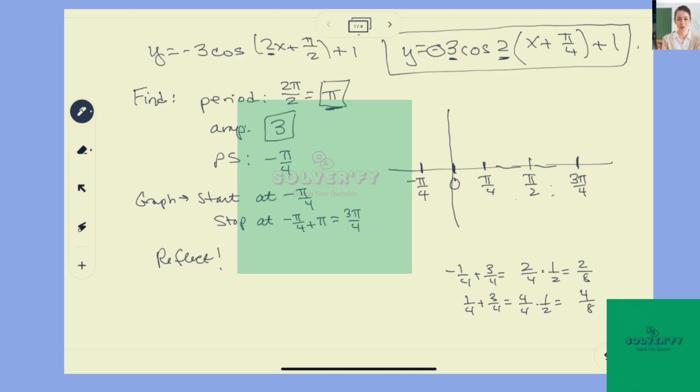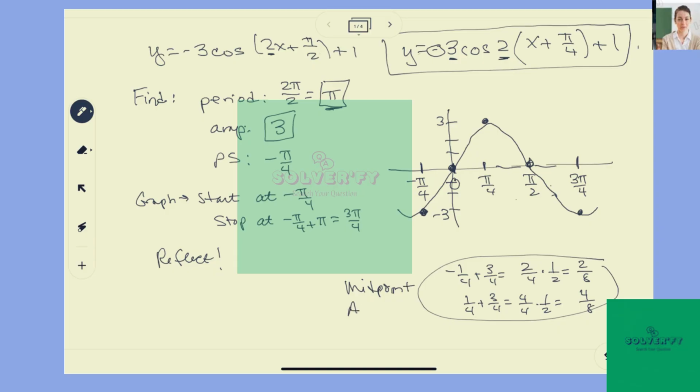Okay, so my amplitude is 3. So I'm going to come up to 3, and I'm going to go down to negative 3. It's a cosine curve. Normally, cosine would start at its highest point. In this case, it's going to start at its lowest point because of that reflection. It's going to go to the middle. It's going to go up high, come back to the middle, and come on down. And there's your curve.